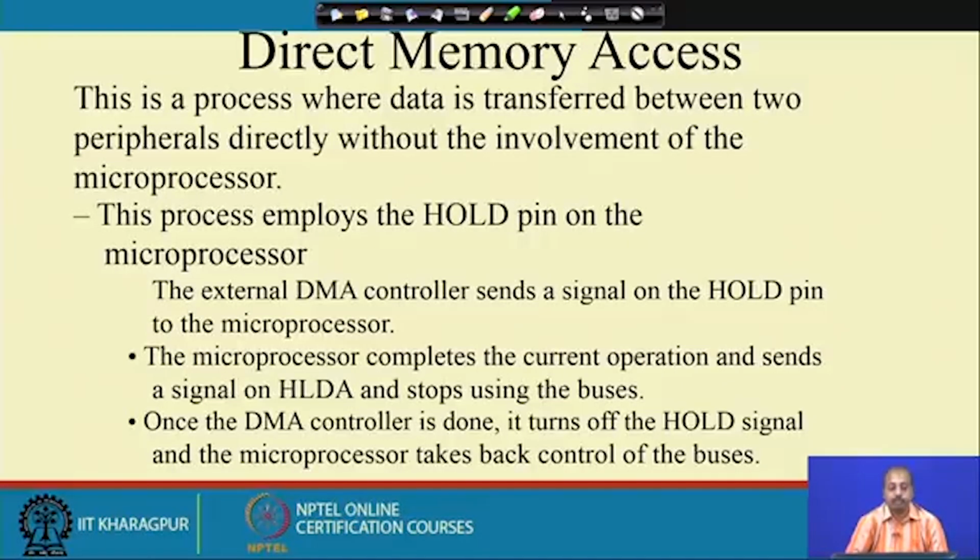When the hold pin is activated by the external master, the external DMA controller, the microprocessor will complete the current operation, send a signal on the hold acknowledge and stop all the buses. Okay. So, all the buses are now floating and given to the DMA controller. The DMA controller can now use the bus, and once it has finished the operation, it can turn off the hold signal and the microprocessor can take back control of the bus. So, we will explain it with respect to one DMA controller.